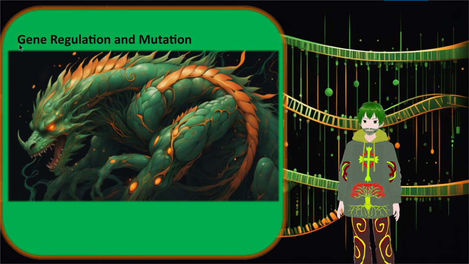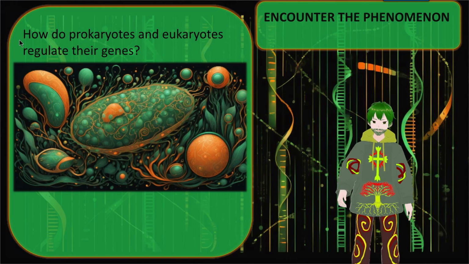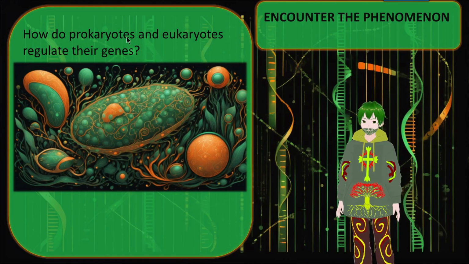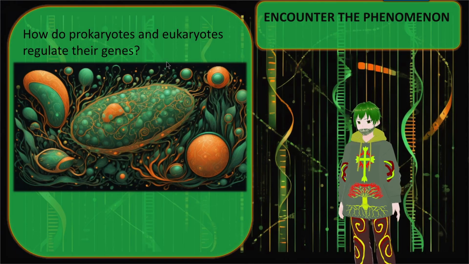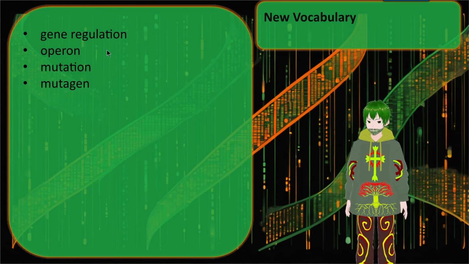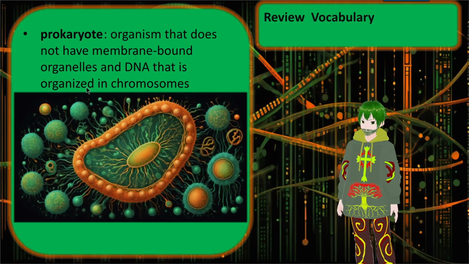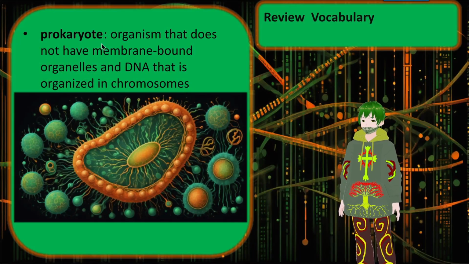Today, we're going to be looking at gene regulation and mutation. Big topics, so let's get into it. The guiding question for today is how do prokaryotes and eukaryotes regulate their genes? It's a good question. It's not too bad. New vocabulary include gene regulation, operon, mutation, and mutagen. Fun topics. So let's get into it.